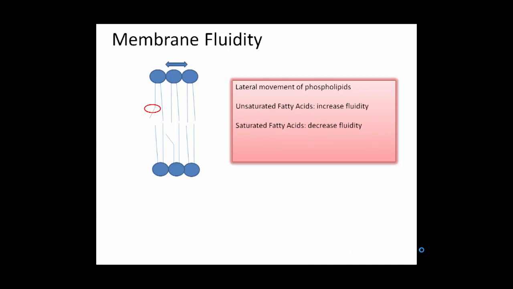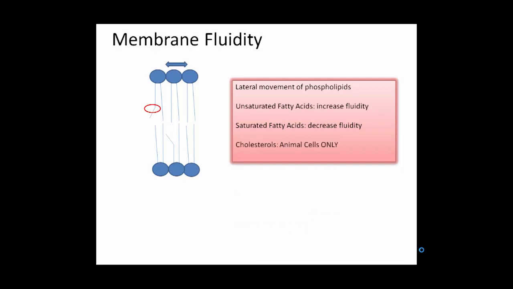Saturated fatty acids, on the other hand, your straight chain ones, are going to decrease your fluidity. So in your warm adapted environments, you're going to have more saturated fatty acids to decrease the fluidity. Remember, the higher the temperature, the more fluid you have. Now plants have that cell wall, so they are just going to have the unsaturated and saturated fatty acids to maintain their fluidity.